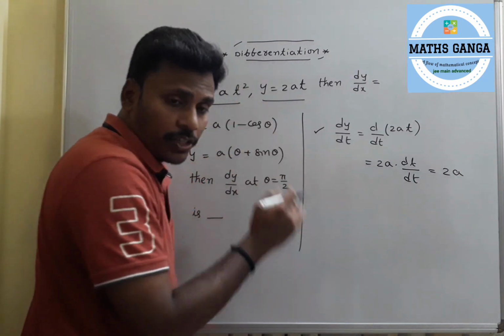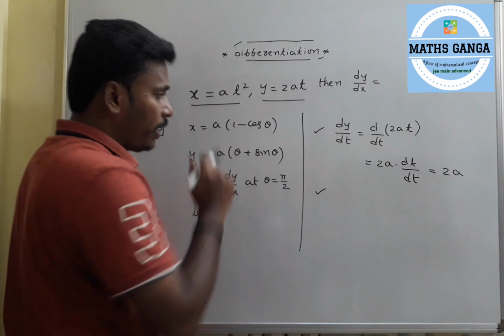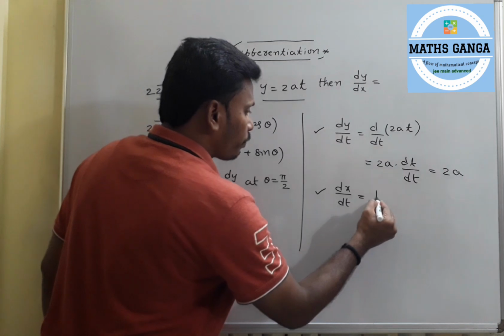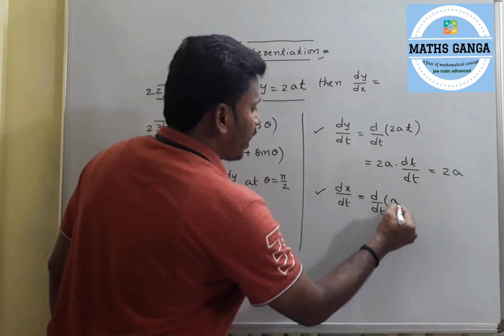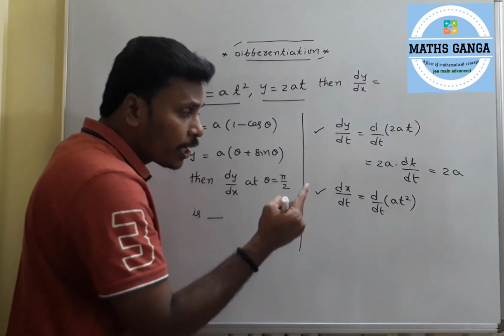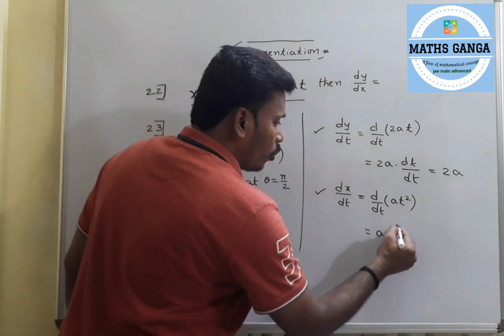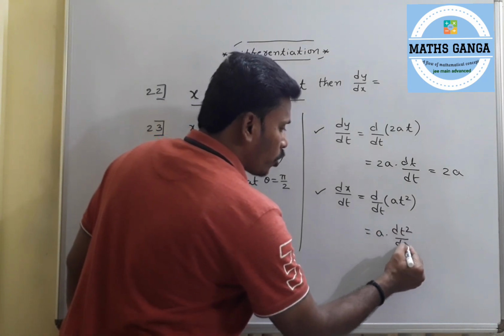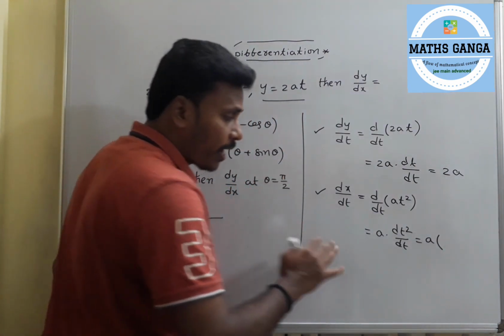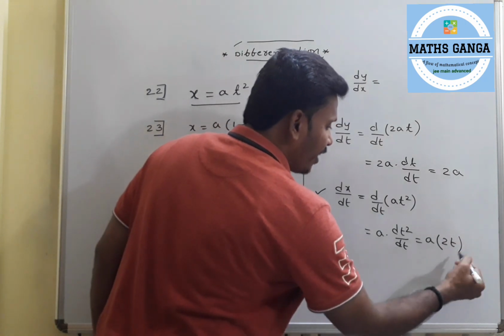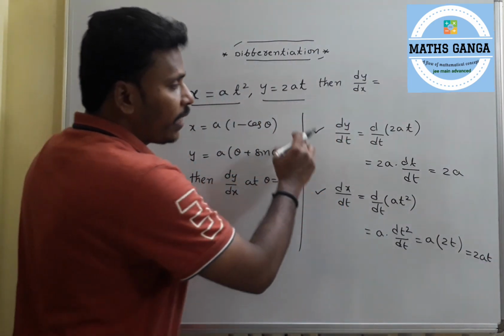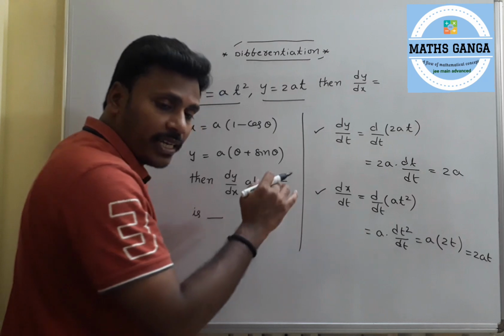Right? So dy by dt is 2a, and then we need to calculate dx by dt, the derivative of x with respect to t. So dx by dt is equal to d by dt of x. What is that x? at square. Now look here, a is a constant, t is a parameter. You just collect a out into the derivative of t square with respect to t. That is equal to a into, what is the derivative of t square? Derivative of t square is 2t, right? So a into 2t is what? 2at. And finally, dy by dt is 2a, dx by dt is 2at.